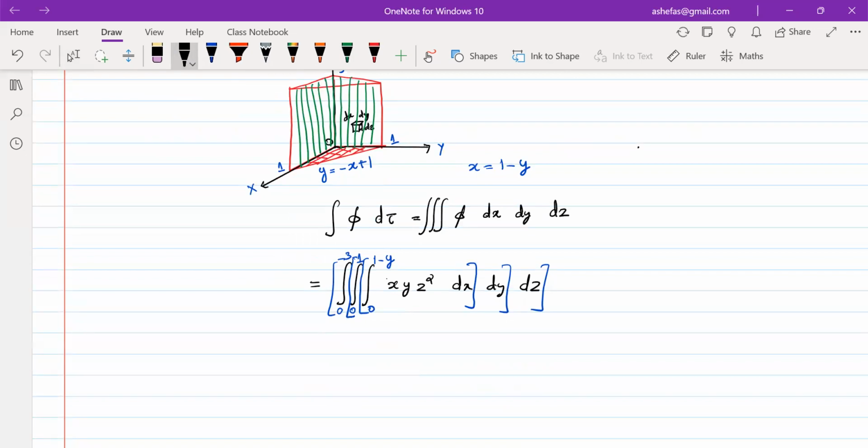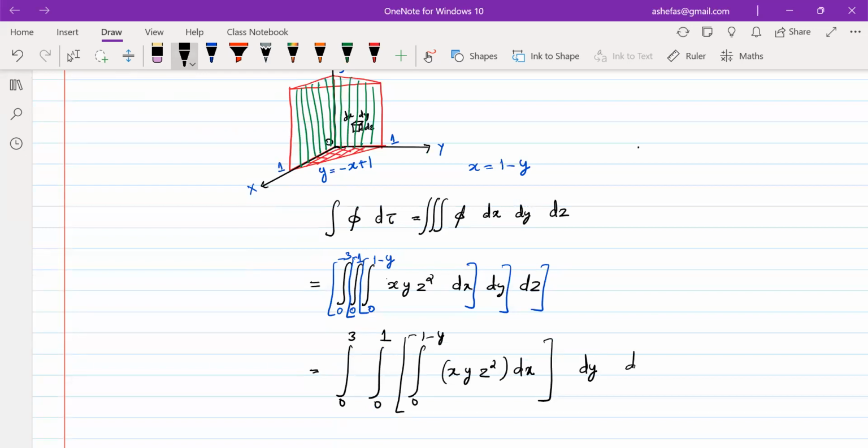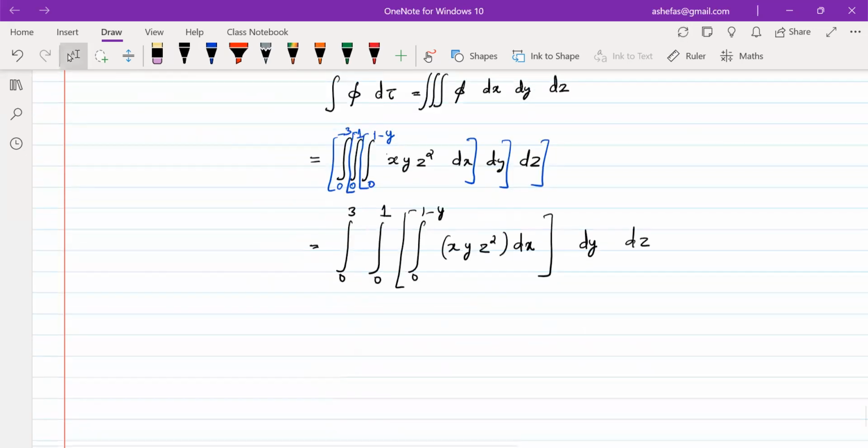I will write this once again. This can be integral 0 to 3, integral 0 to 1, integral 0 to 1 minus y, of x y z square times dx, then dy, then dz. In the first integration, we have to take only x. So y and z can be kept as constant.